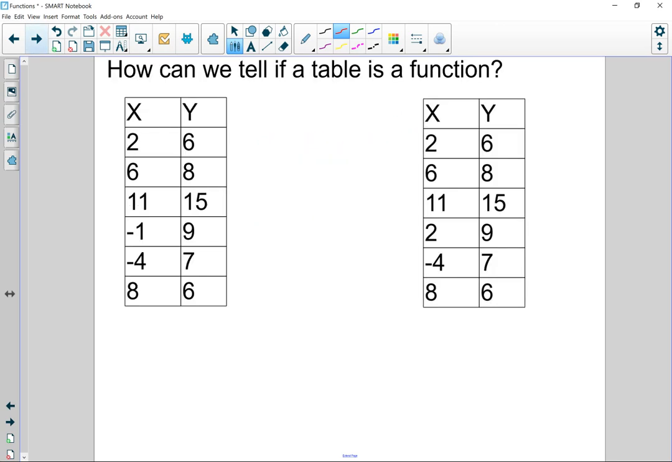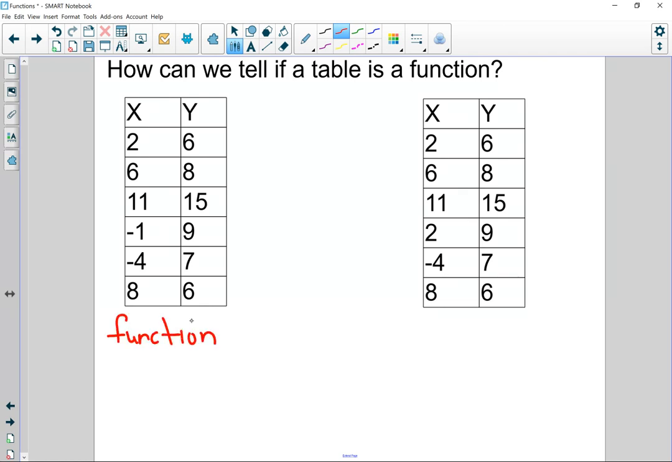So let's practice this with different relationships. How can we tell if a table is a function? We said every x has exactly one y. So let's look at the x's. 2 has a partner. 6 has a partner, 11, -1, -4, and 8. They all have one partner listed as a y value. So this is a function.